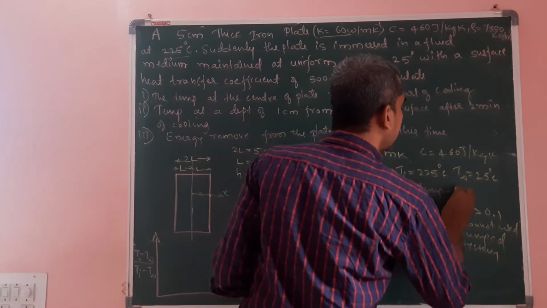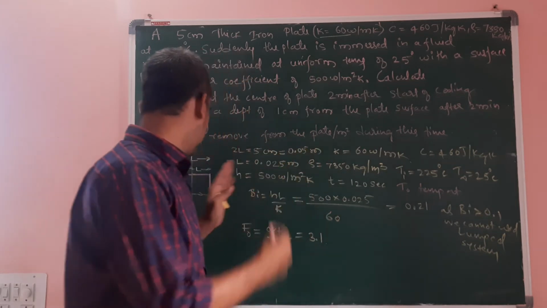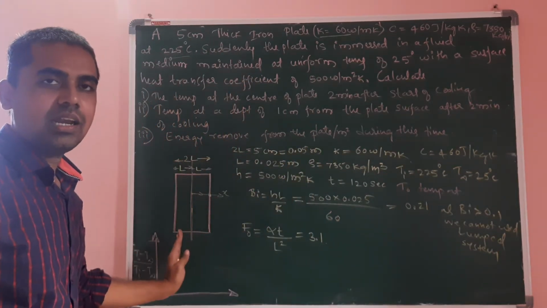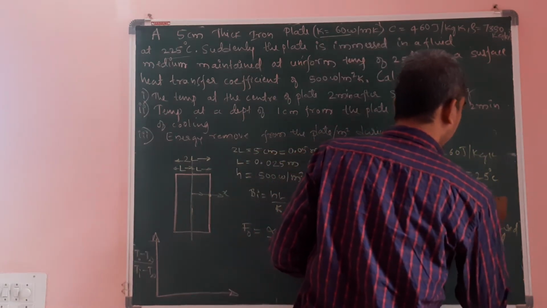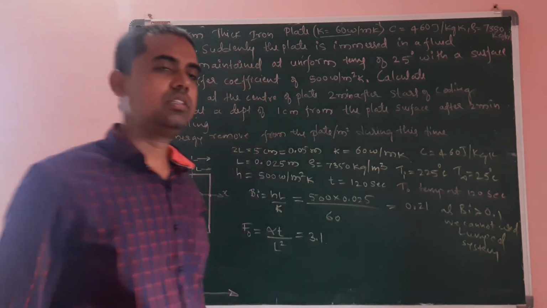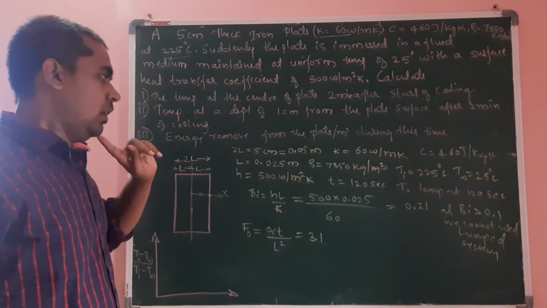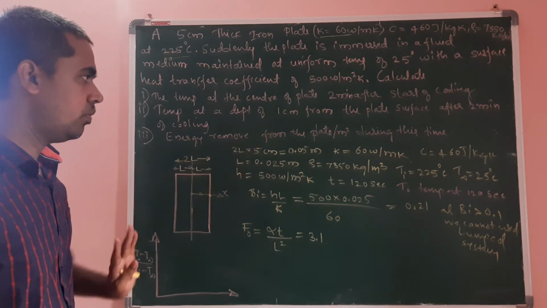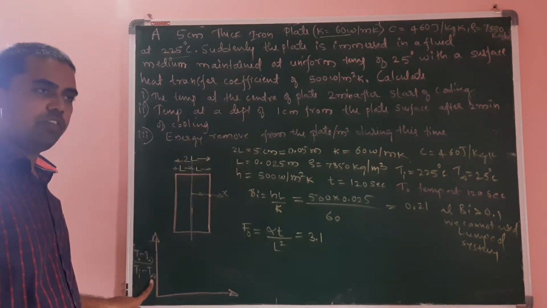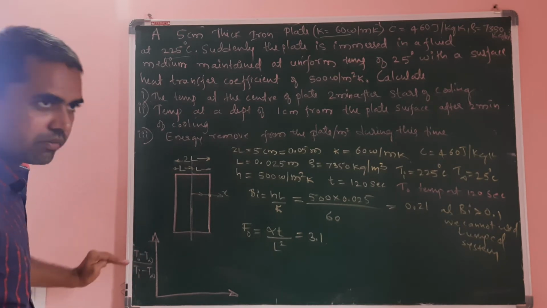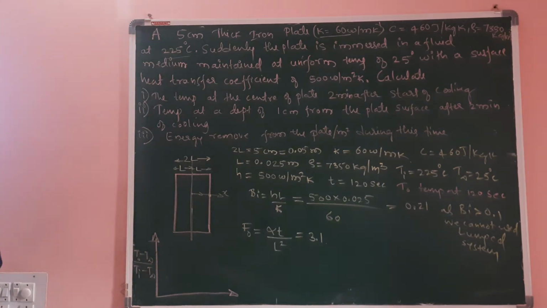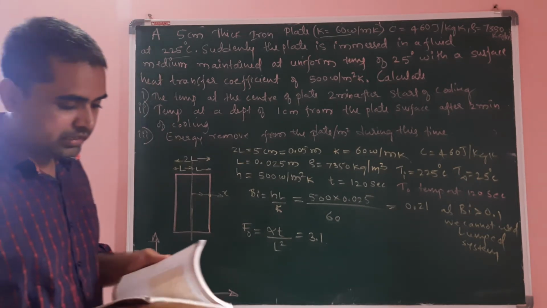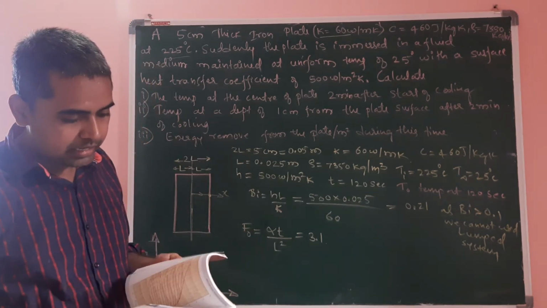T naught is the midpoint, or center line, temperature at 120 seconds, after 120 seconds of cooling. T infinity we know is 25 degrees Celsius, and Ti we know. This chart is available in the data book, in the transient heat transfer section. Because editions are different, if you take the 7th edition, this chart is available.